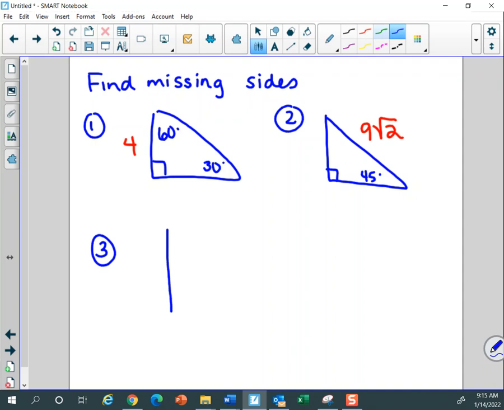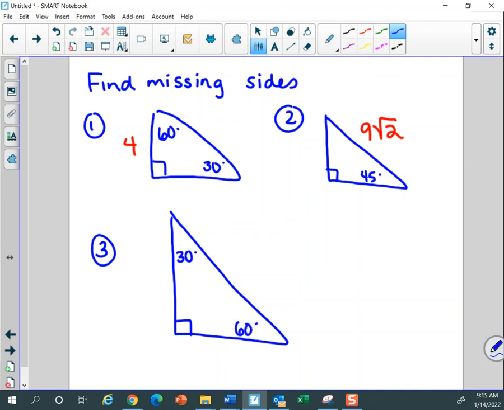I know, I'm like the worst at drawing triangles. They're so bad. Oh my gosh, they're so bad. You'd think I could draw a triangle. I think because I'm trying to draw them too small. So 30 there, 60 there, and we'll put it here. Okay.